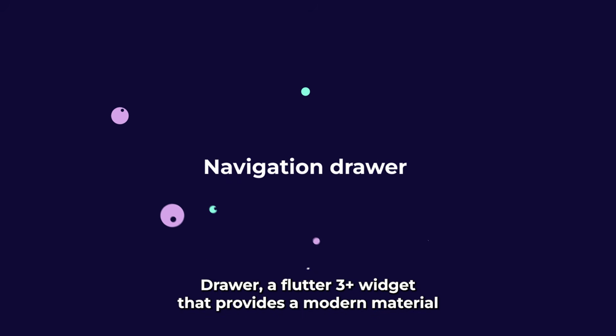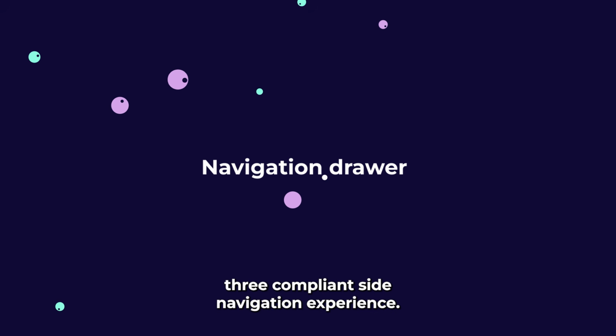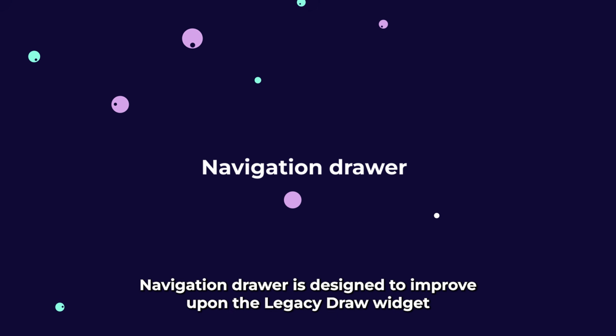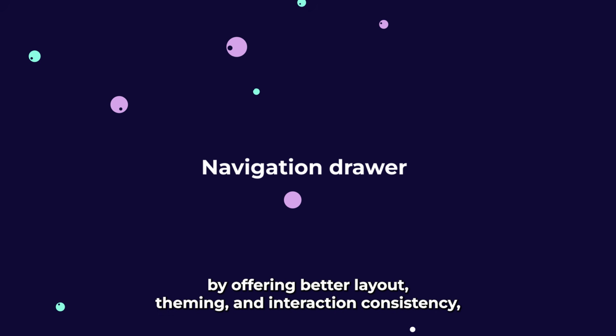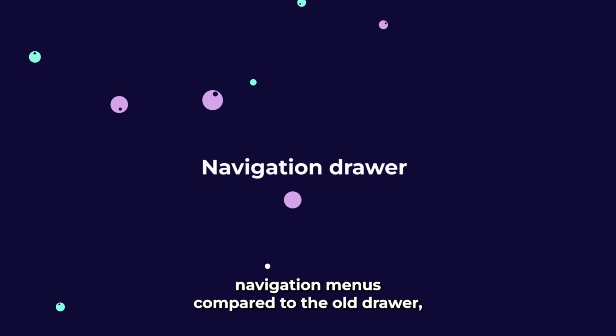Finally, in this section, I want to talk about Navigation Drawer, a Flutter 3+ widget that provides a modern Material 3 compliant side navigation experience. Navigation Drawer is designed to improve upon the legacy drawer widget by offering better layout, theming, and interaction consistency, making it easier to build adaptive, cross-platform navigation menus.